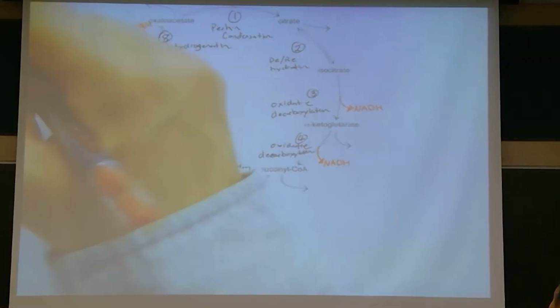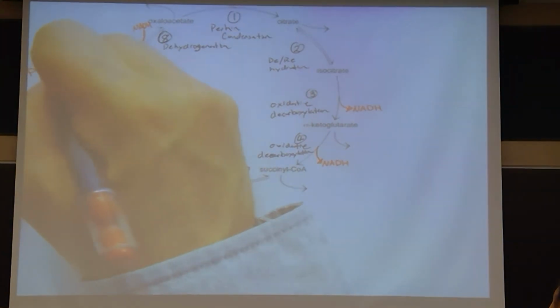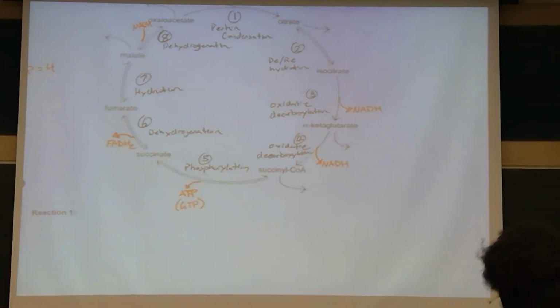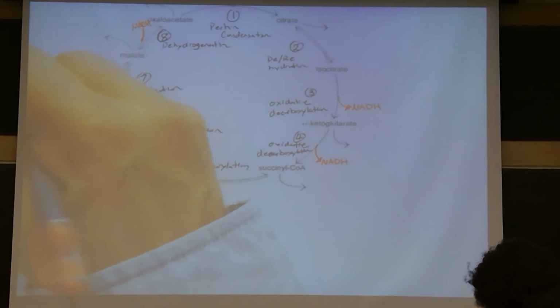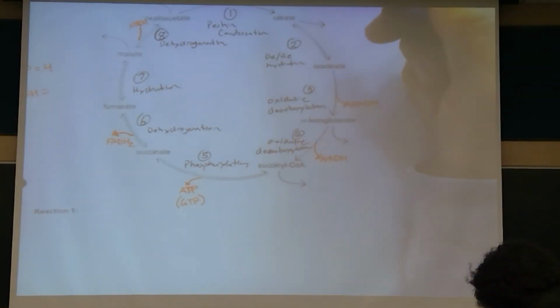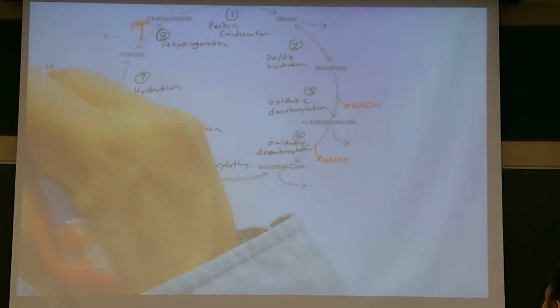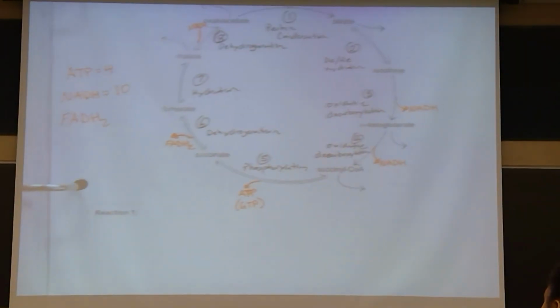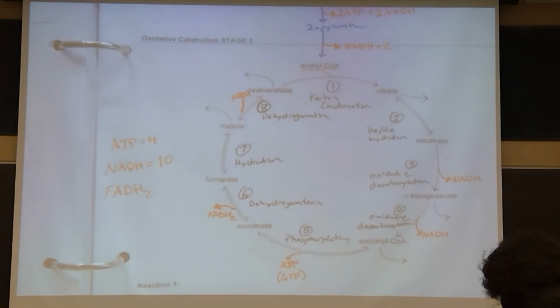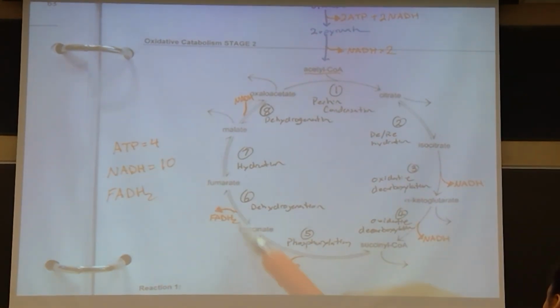So my goodness, how much have we made so far? With this step, we have 2 ATP, we have 4 ATP, right? By the time we finish the TCA cycle, we have 2, 4, 6, 8, 10 NADH, and we have 2 FADH2.